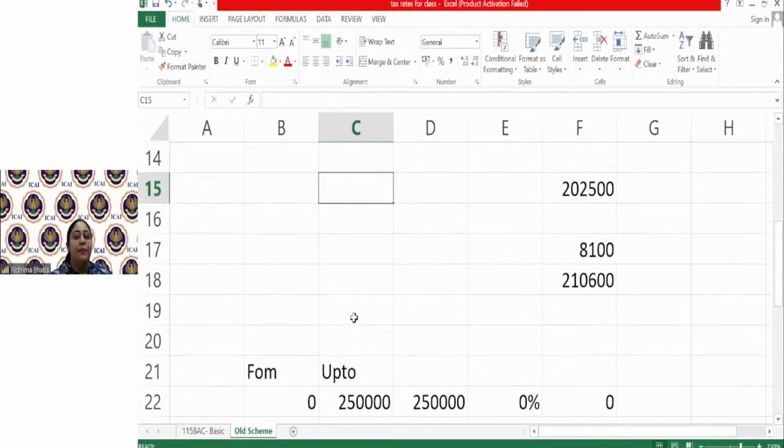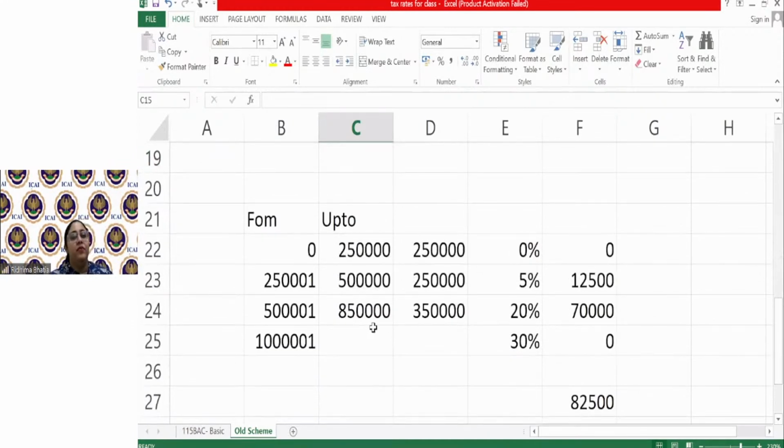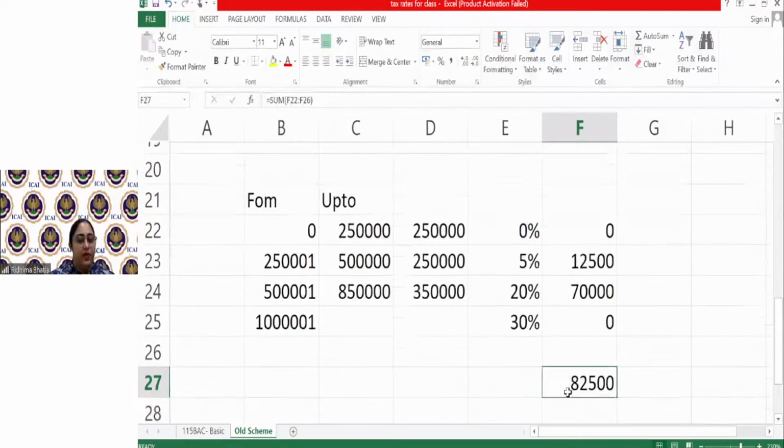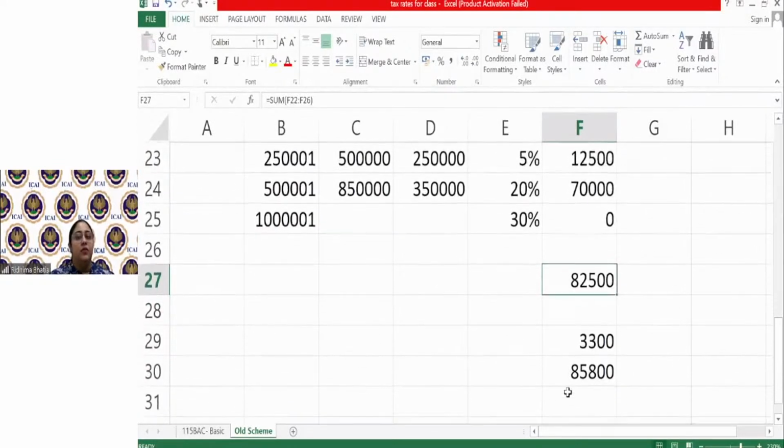Okay, now take an example that your income is 8,50,000. Then how would you compute taxes as per the old scheme? 0 to 2,50,000, no tax. 2,50,000 to 5 lakh, 5%. 5 lakh to 8 lakh 50, that is on the next 3 lakh 50, 20%. Here above 10 lakh does not come into picture because the income is only up to 8 lakh 50,000. So the total tax comes to 82,500 plus cess, 85,800.